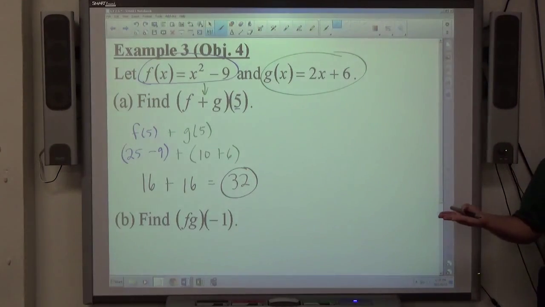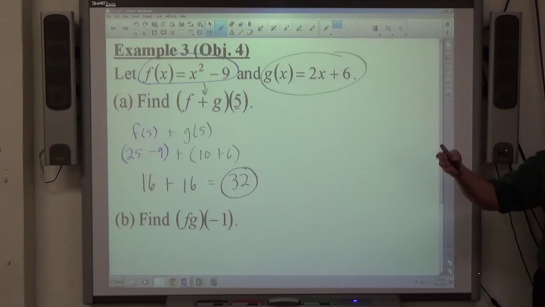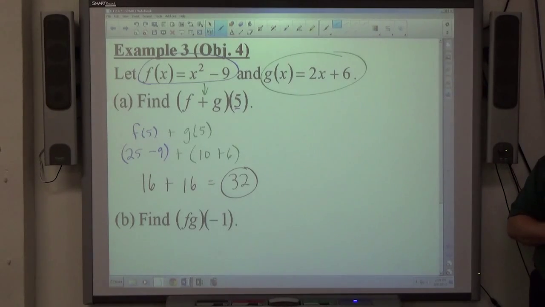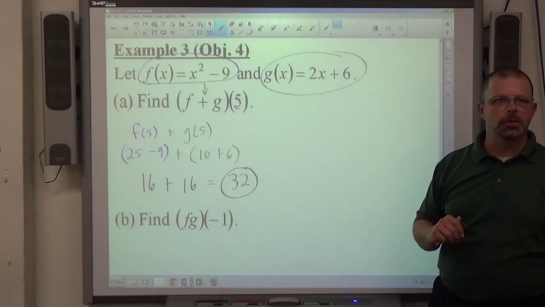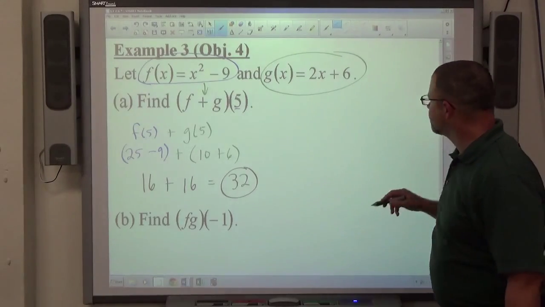It's like functional value used to be. F of a number, you evaluate by substituting the number in for x, and the answer you get is the answer. So 32 is the answer. The fact they both happen to be 16 is coincidental. They don't have to be the same number. In this case they were.